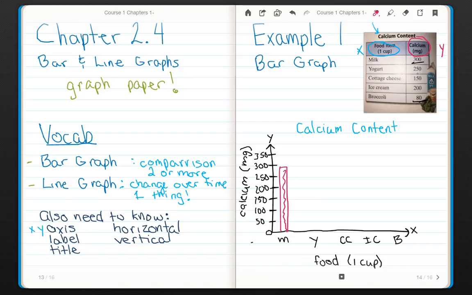Next is yogurt, which is 250. So I'm going to go up to 250. My bar needs to be the same width. All of the bars should be approximately the same width. When you're using graph paper, 1 square is perfect. All right, cottage cheese, 150.